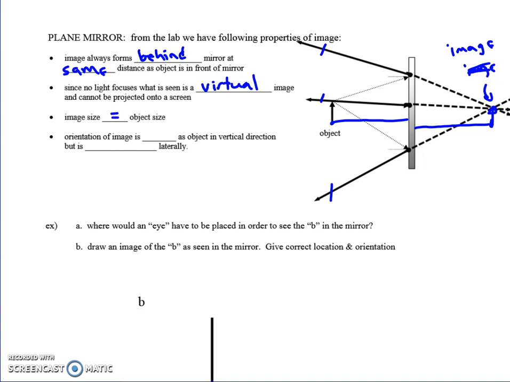So if you're 6 feet tall and you're really close to the mirror, you will appear 6 feet tall, really close to the mirror. If you're standing very far away from the mirror, you'll appear smaller. That's perspective. It's not because the image size has changed. And the orientation of the image is the same as the object in the vertical condition, but it is flipped laterally. In other words, left appears right, right appears left. We'll talk more about that in class.